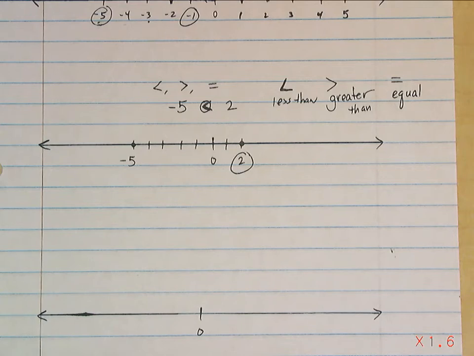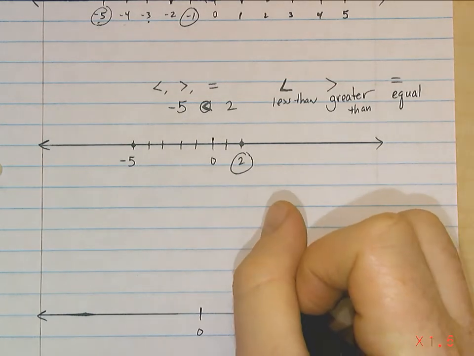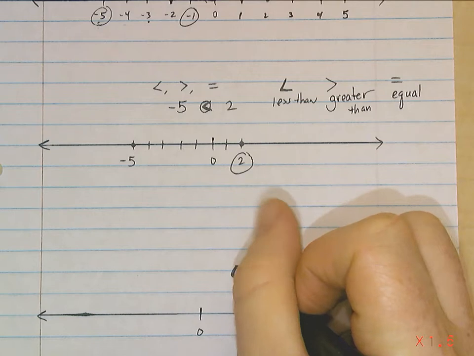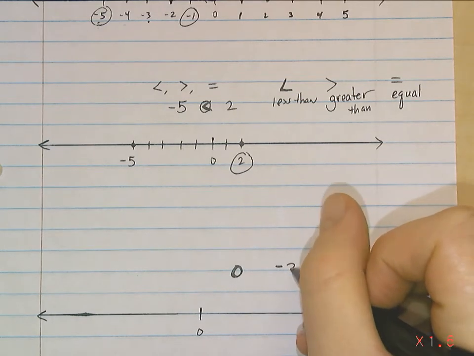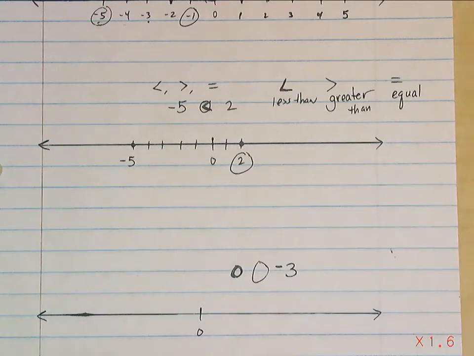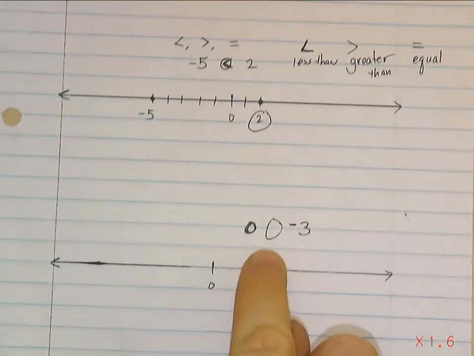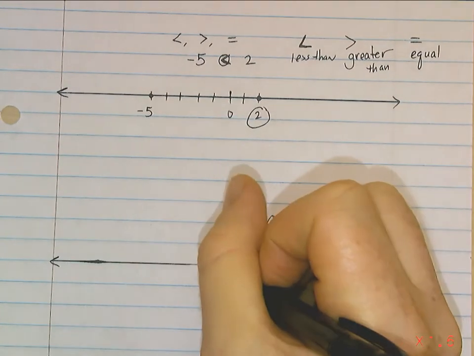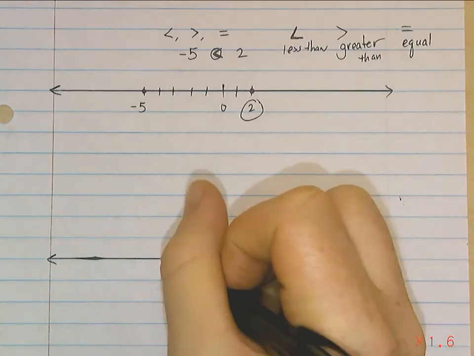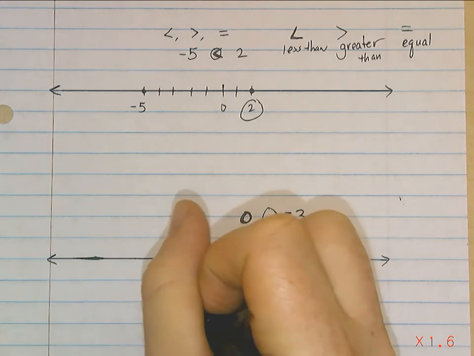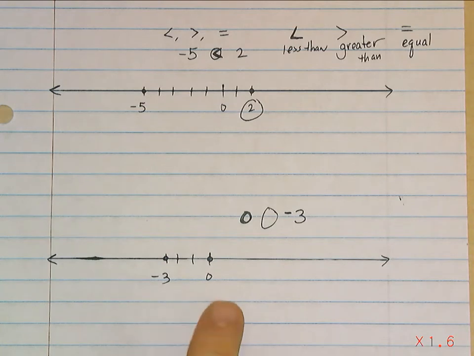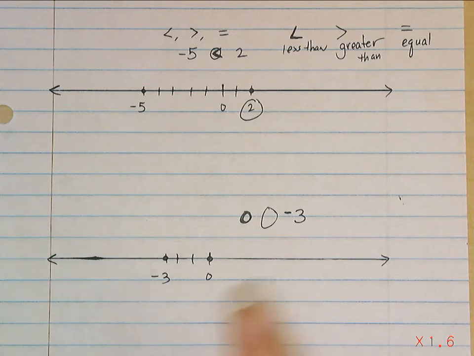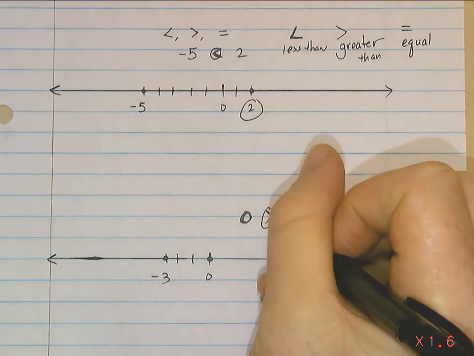Okay, let's say we're comparing 0 and negative 3. Okay? So let's say we're comparing those two. Okay? 0 obviously is right here. Negative 3 is 1, 2, 3. 3 places to the left. Okay? So between those two integers, which one's further to the right? Well, 0 is further to the right. So that means 0 is greater than negative 3.